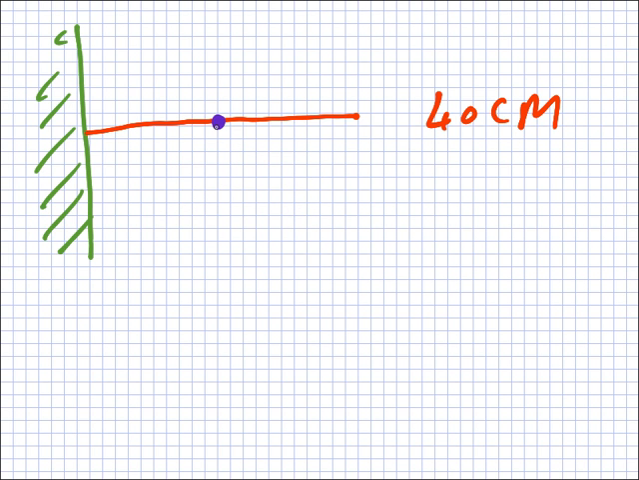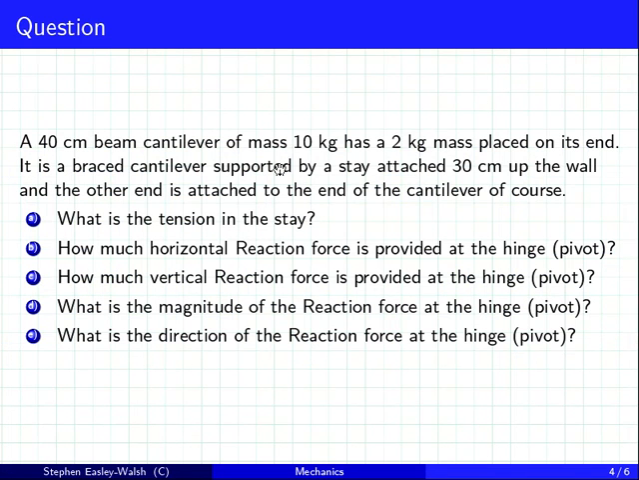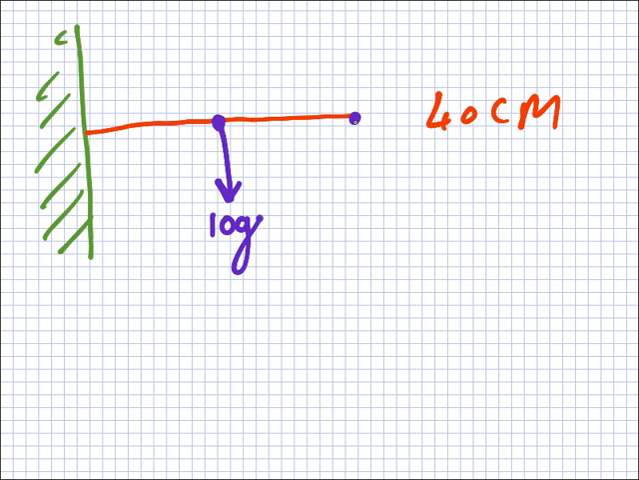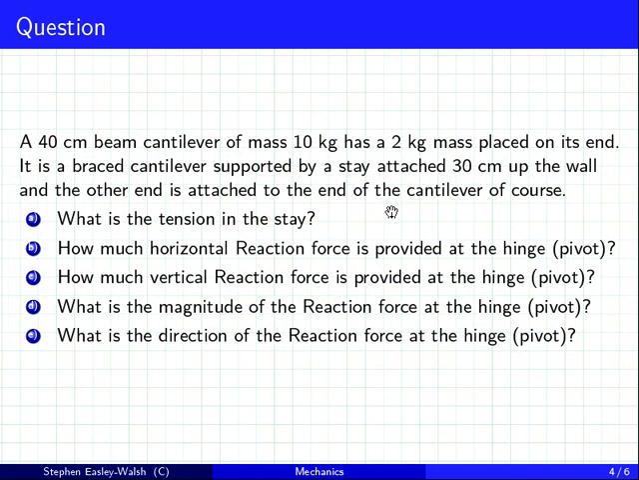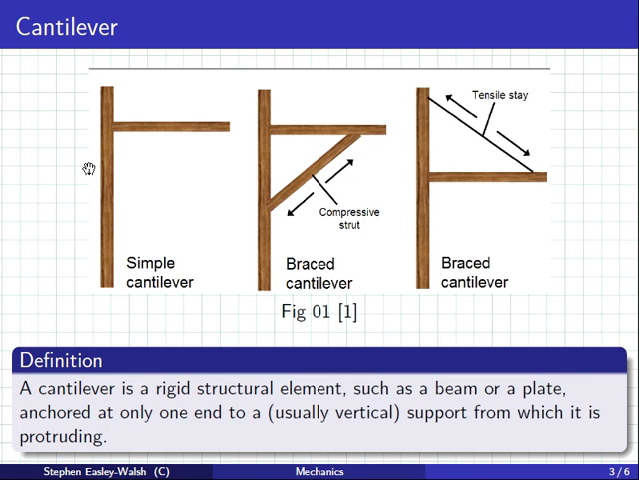So right in the centre here, there's a weight of 10 G, the 10 kilogram mass. Also, there's 2 kilograms placed on its end, so here it is having a 2G force. It is a braced cantilever. What does that mean? Which diagram is a braced one? That's the second one.